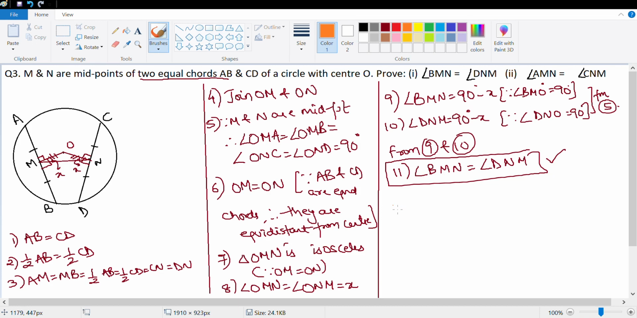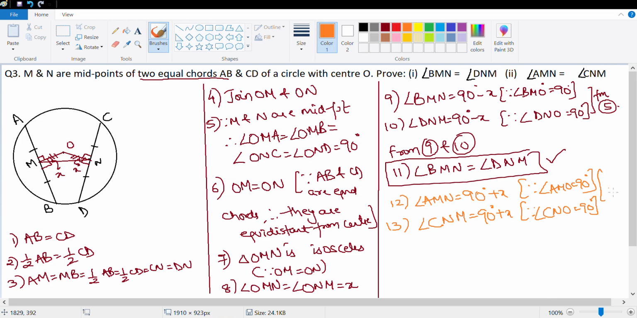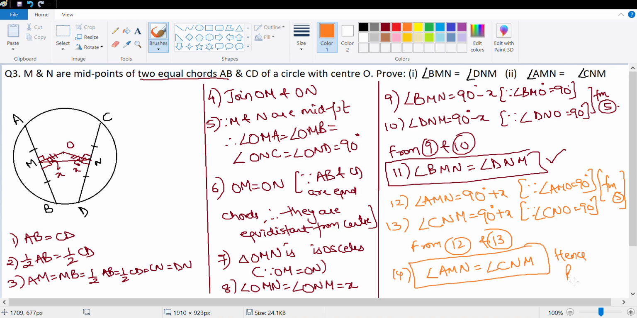Next part is angle AMN. So number 12, angle AMN is equal to 90 degree plus X. Now since angle AMO is equal to 90 degree. Similarly, angle CNM is equal to 90 degree plus X. Since angle CNO is 90 degree. We got this from 5. So from 12 and 13 we get angle AMN is equal to angle CNM. Hence proved. Done. So this finishes this question. Let's look at the next one.